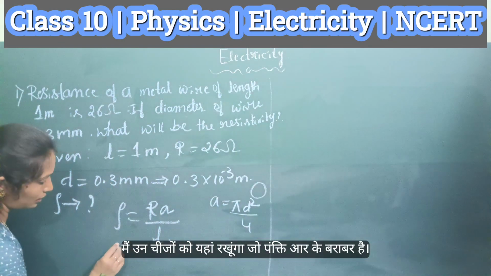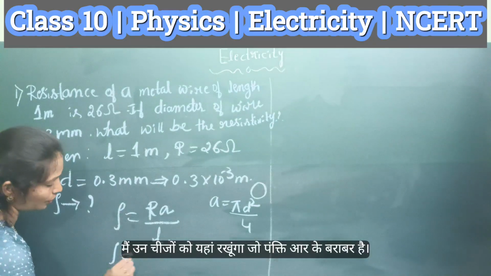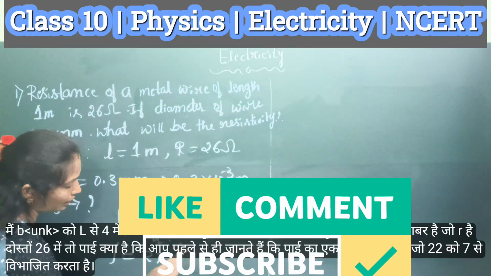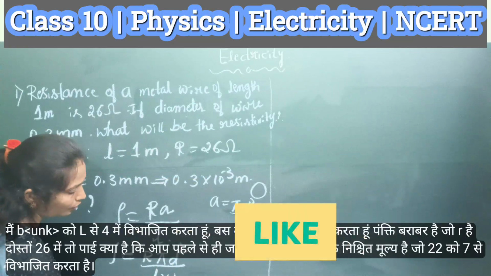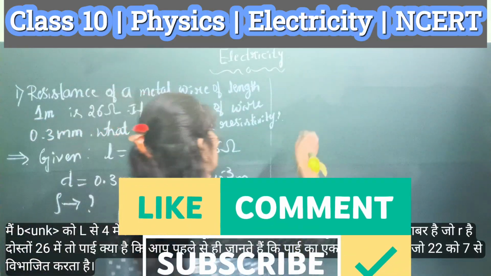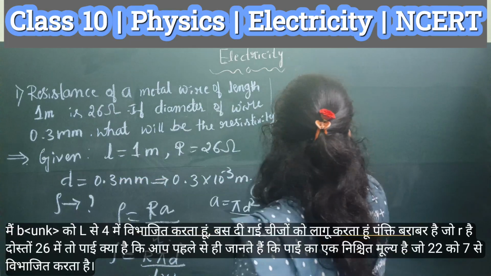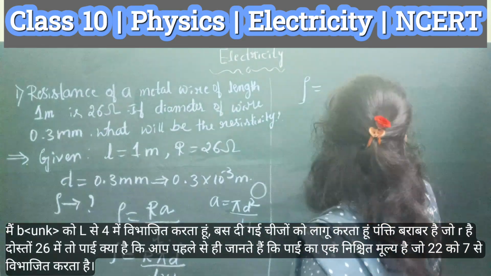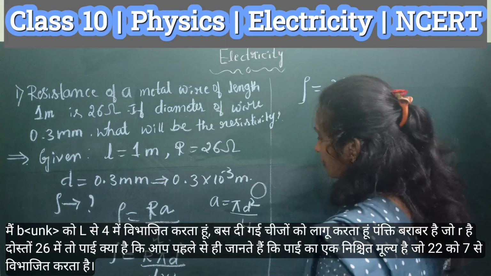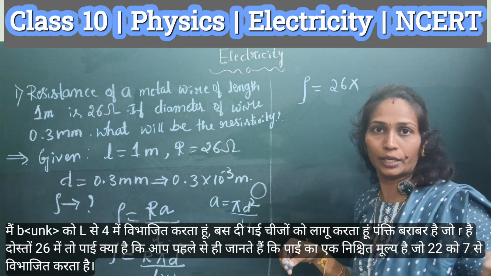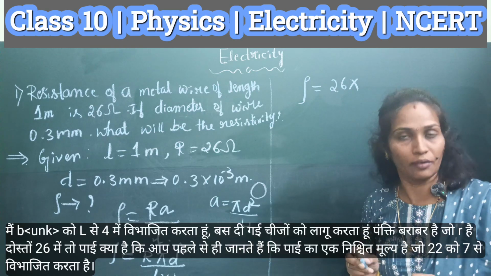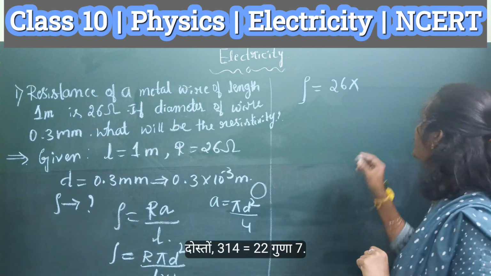I'll put those things here. Rho is equal to R pi d square divided by L into 4. Just apply the given things. Rho is equal to, what is R, guys? 26 into, what is pi? You already know that pi has a fixed value, that is 22 divided by 7. That is how much, guys? 3.14.